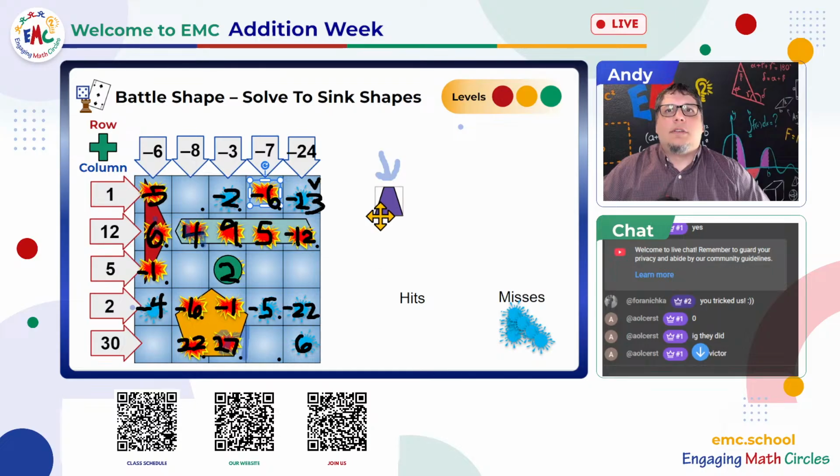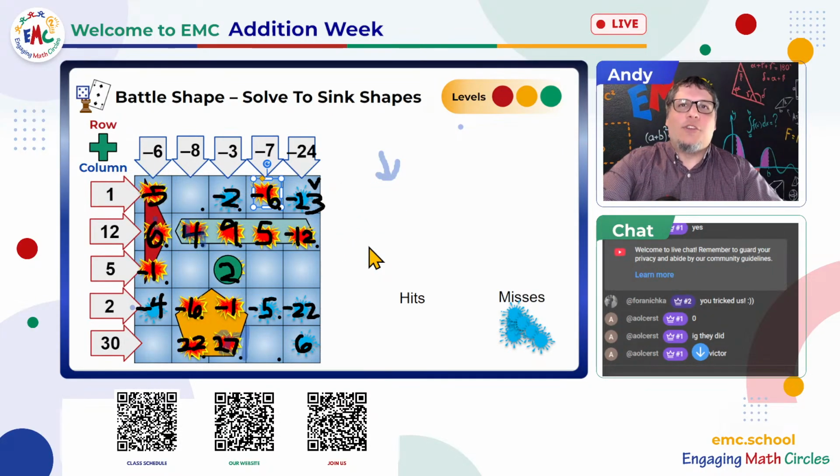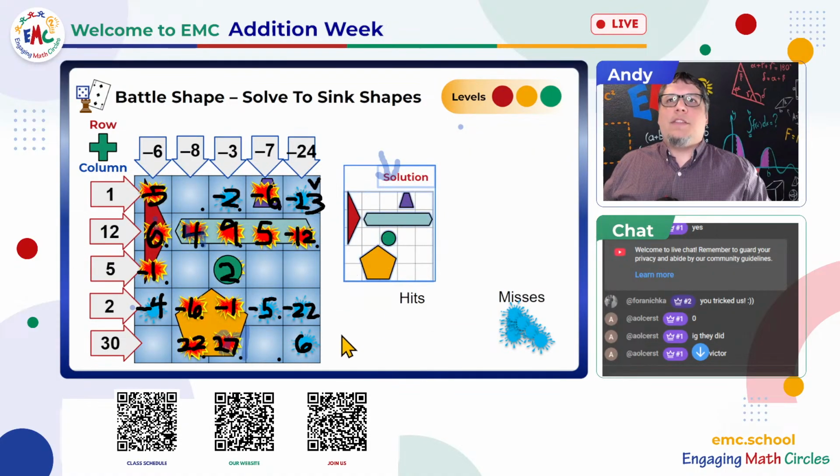Finally, I hit something. See, if you try a lot, if you try hard enough, you'll hit. Yes. Excellent. And we won. Okay, and just so you don't think I was making up the spots, here's the solution. There we go. Great job, team.